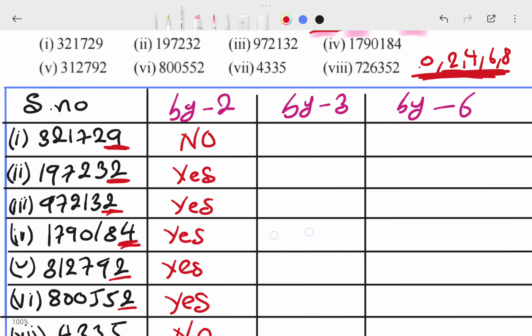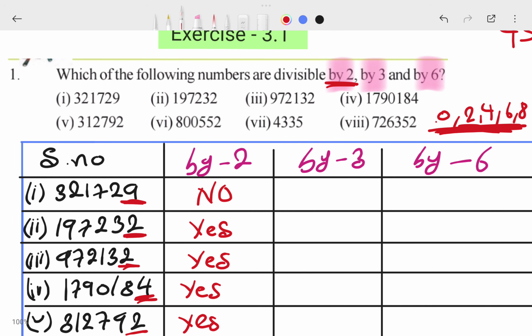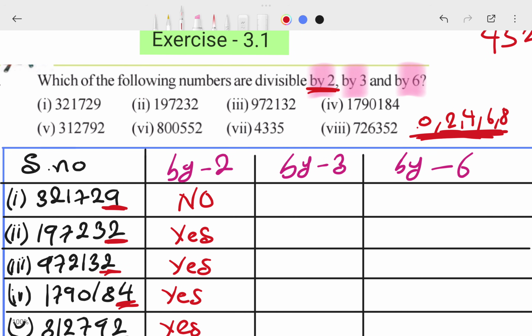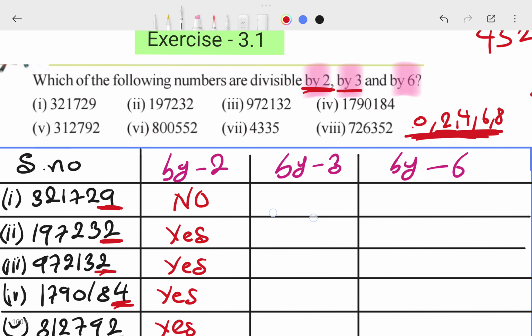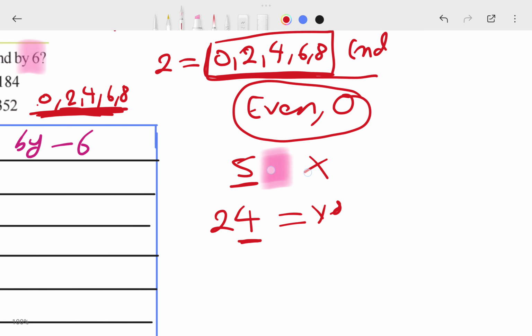Okay, is it clear to you? Okay, right. So now this is clear. Now let's talk about the 3. What is the divisibility rule of the 3?